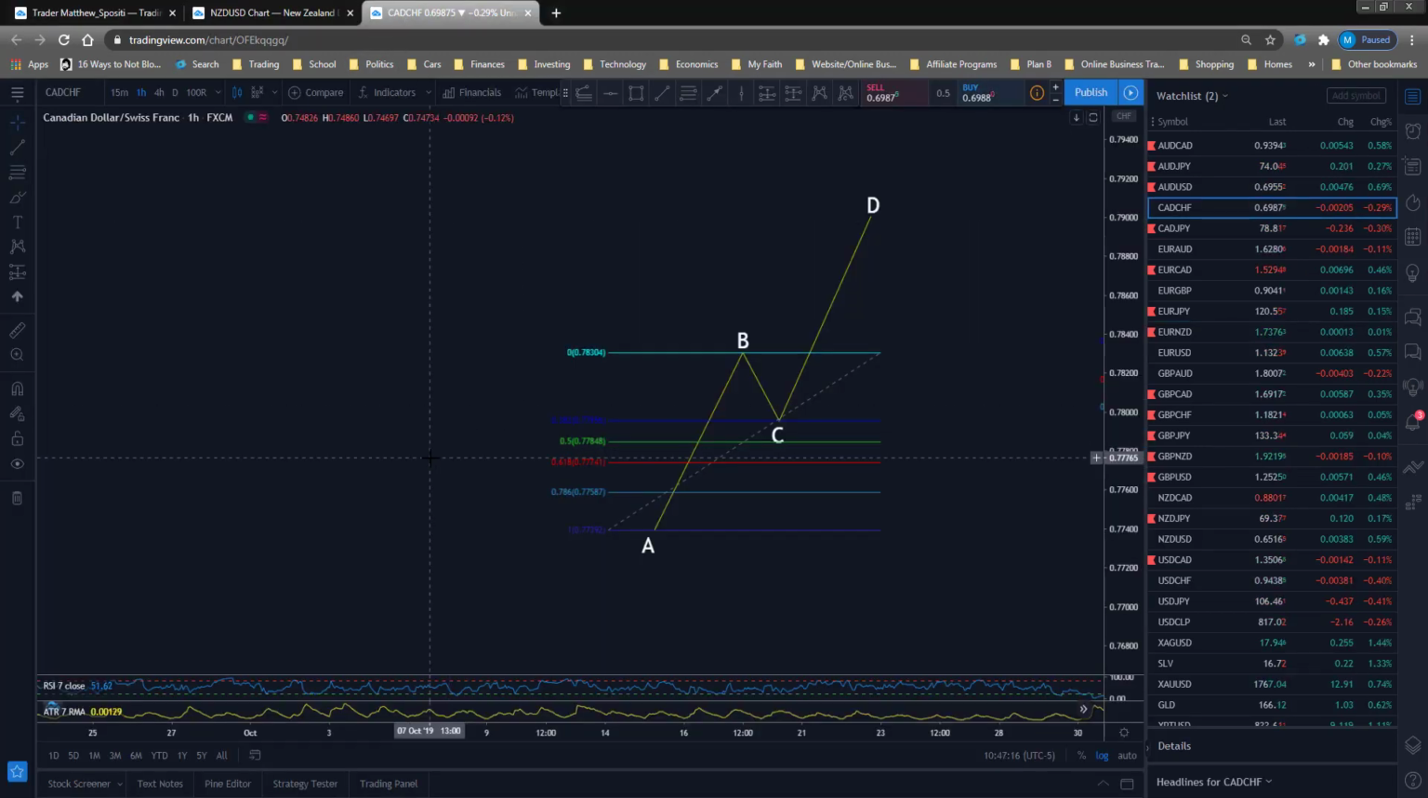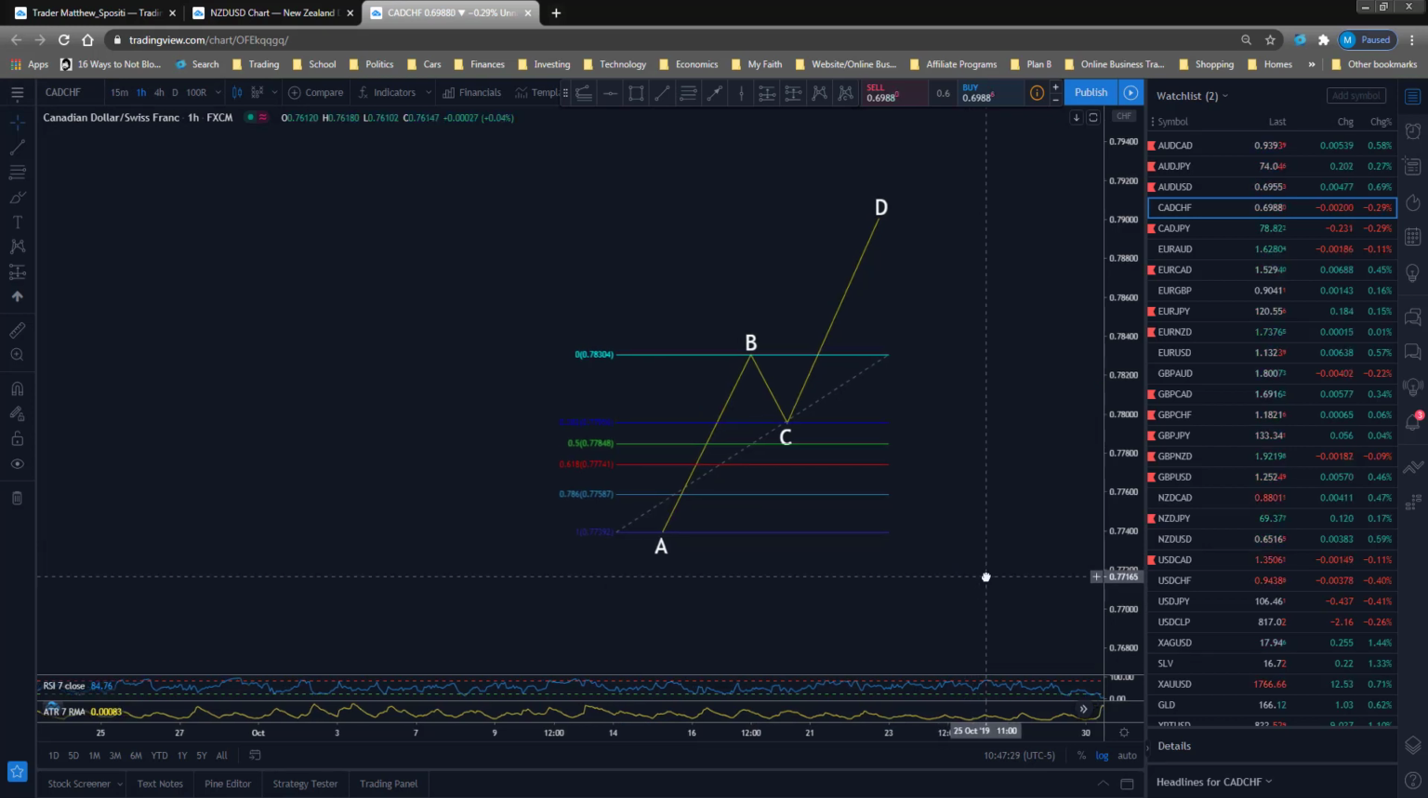So guys, this pattern is called the ABCD pattern. It is very, very foundational if you want to learn how to trade advanced patterns in the markets, okay? It is incredibly important that you understand this pattern because when you're looking for advanced patterns, this is what you're going to be looking into, all right?